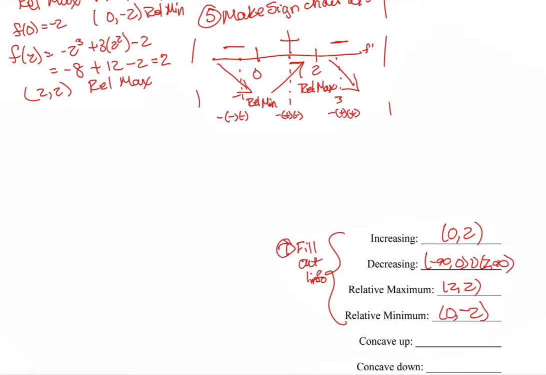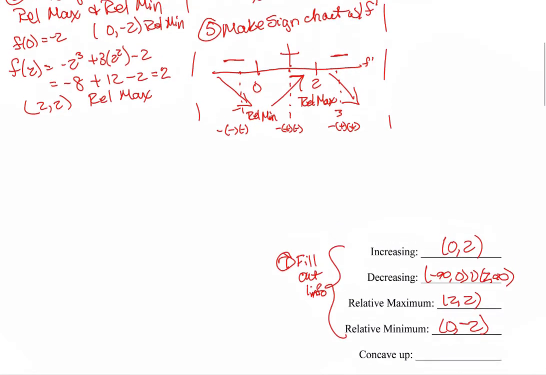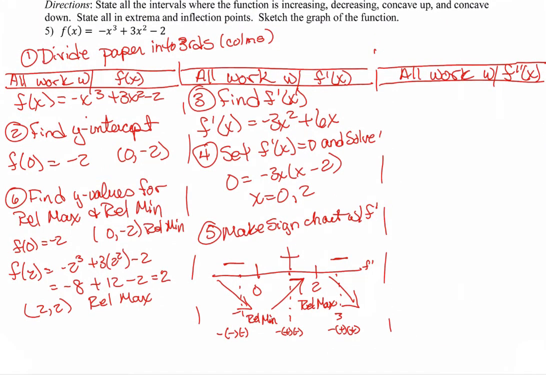Now I'm going to go up and I'm going to do my second derivative. All right? So step 8 will be to take, or find, f double prime of x. So f double prime of x equals -6x plus 6.